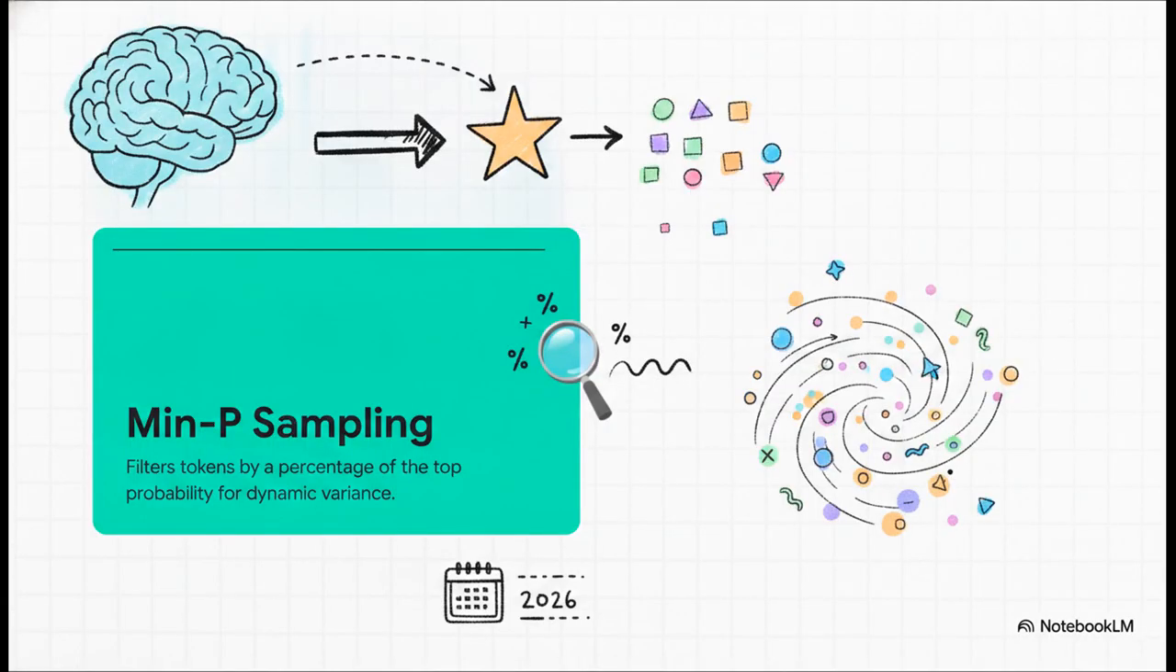Now, for that human-like variance in 2026, we've moved way beyond basic temperature adjustments to something called min-p sampling. Instead of just arbitrarily cutting off the vocabulary, min-p dynamically filters choices based on a percentage of the top token's probability. So, if the model is super confident in one word, it ruthlessly prunes the other options. But if it's a bit uncertain, it keeps a wider vocabulary open. It brilliantly balances deterministic accuracy with true human-like creativity.